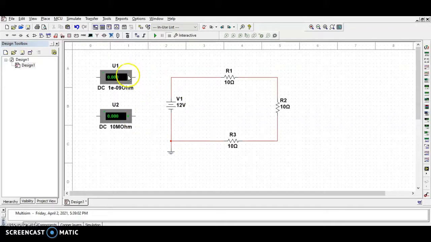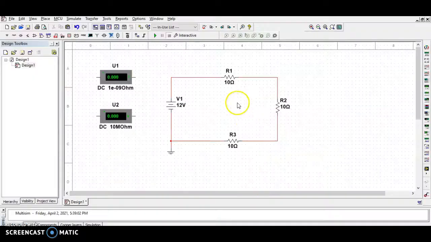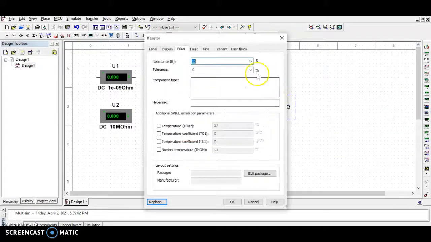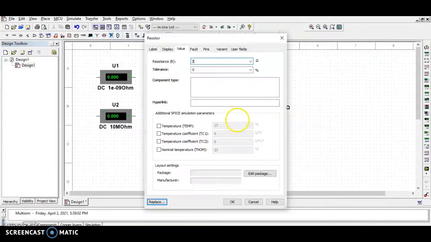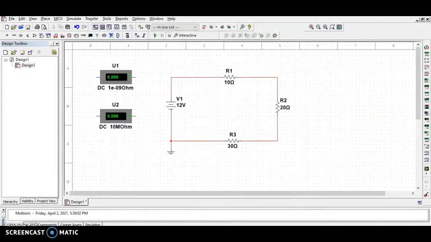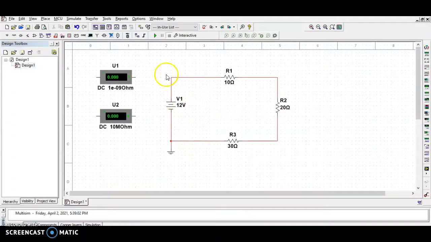Okay, so next we need to change the value of the resistor. So first, resistor 1 is 10 ohm, second resistor is 20 ohm, and third resistor is 30 ohm. Okay, so this one need to change it to 20, change it to 30. Okay, so for the value it's 12 volt, so it's already 12 volt.